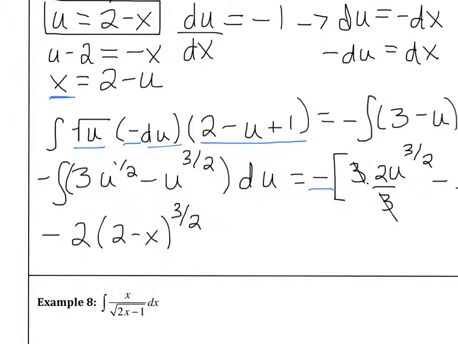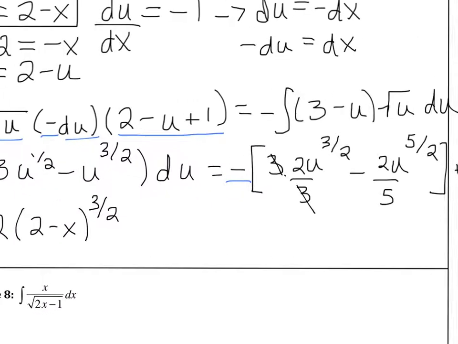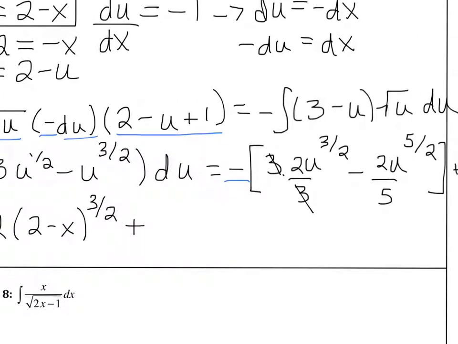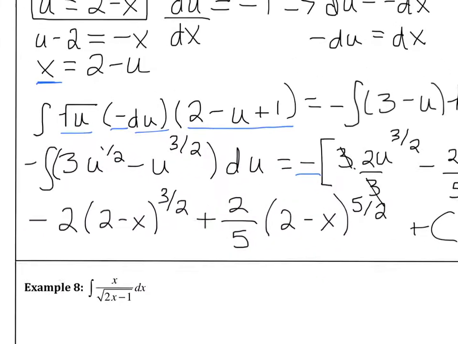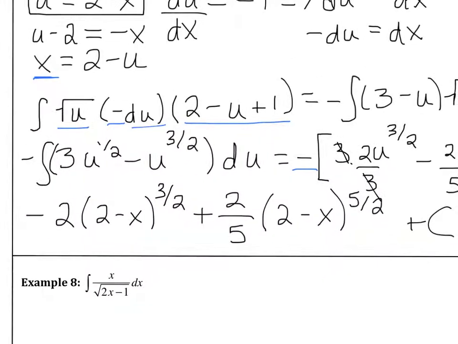Distributing the negative again, I'm going to get plus. The 2/5 does not reduce. And then instead of u, that's again 2 minus x to the 5/2, and then plus c, and look at how fancy we are right here. Looks complicated, is not complicated. I mean, it is what it is.